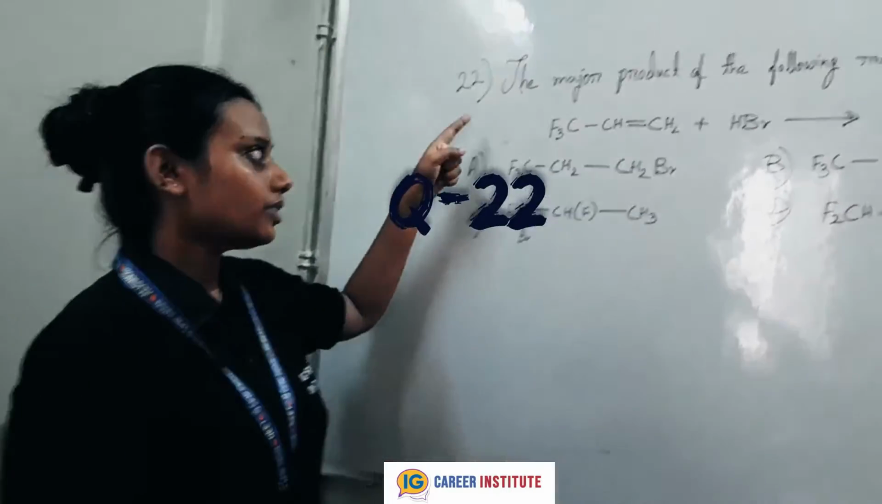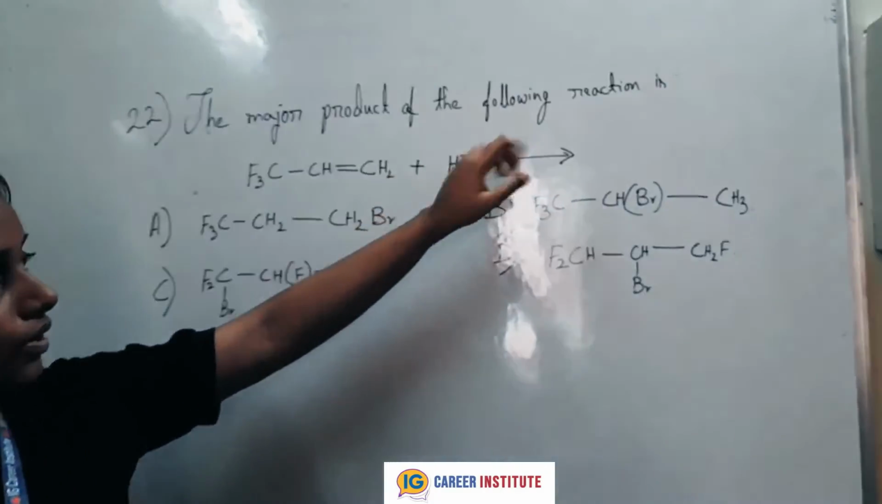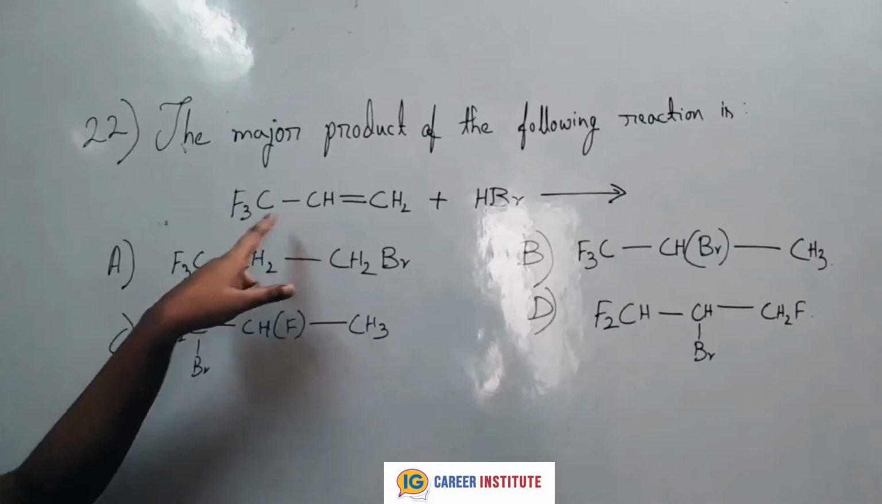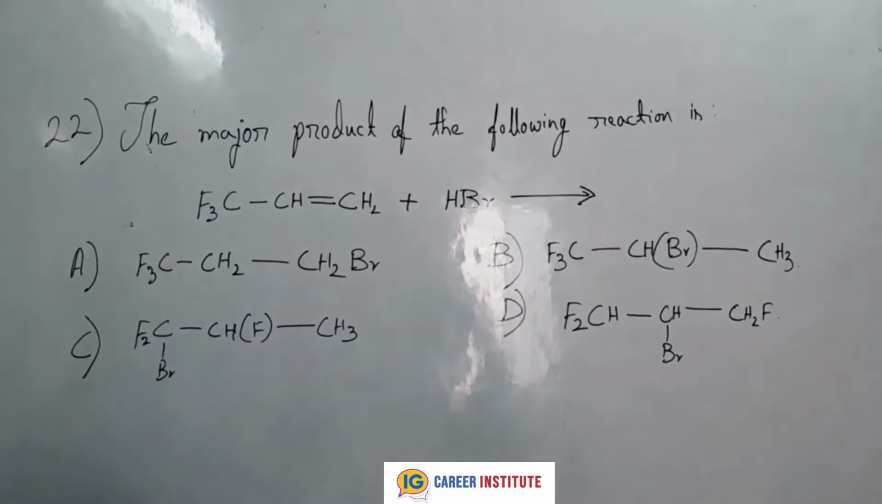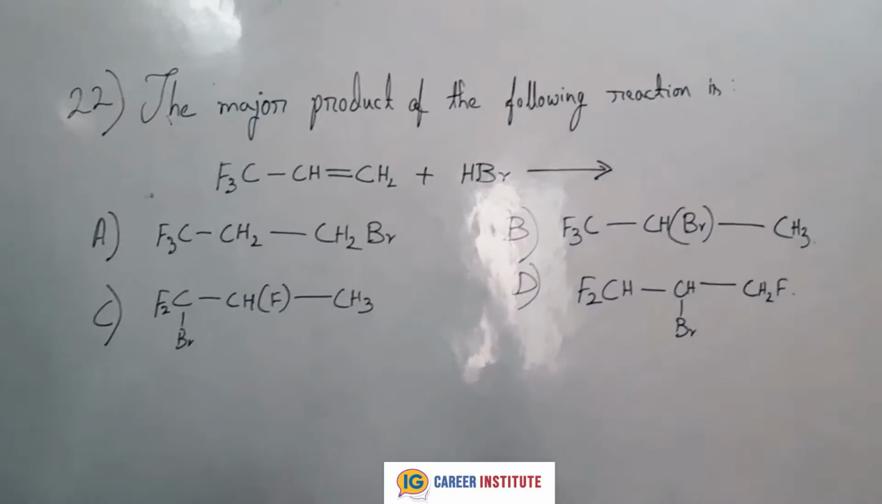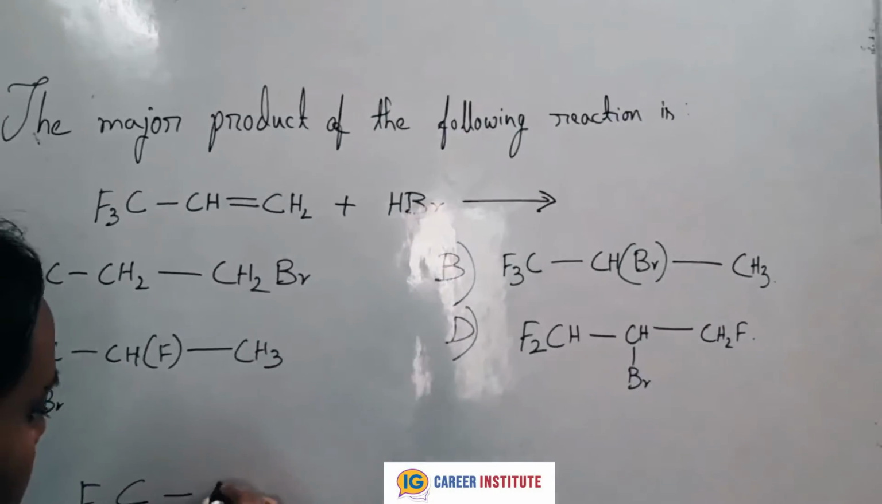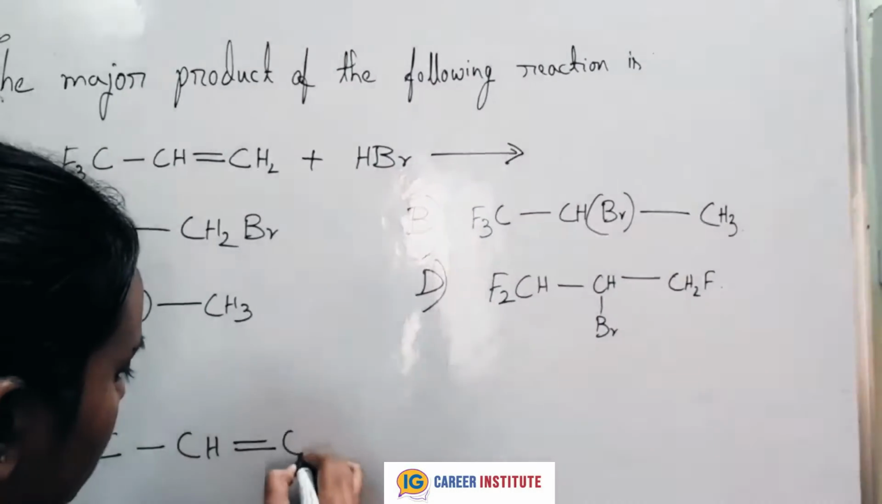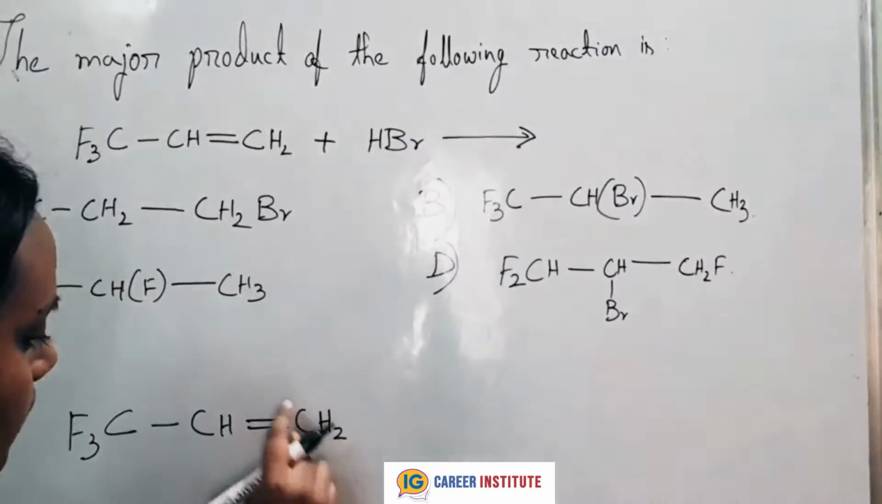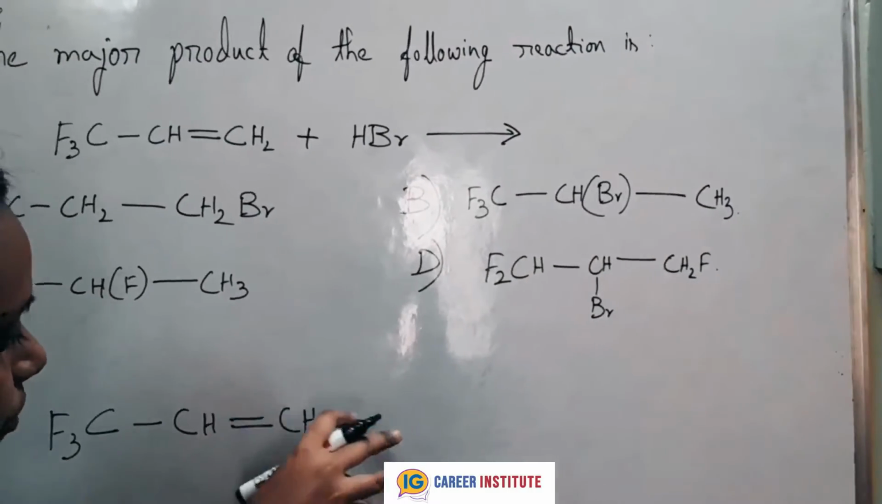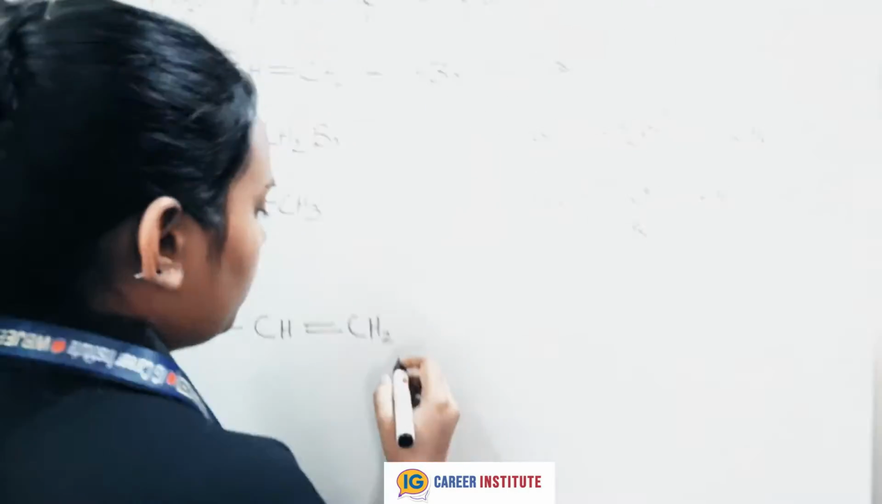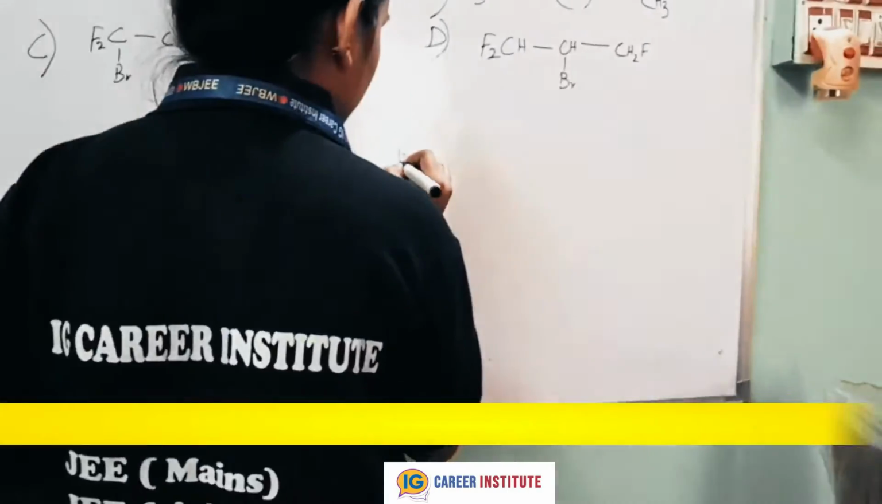So in the next question we are asked, the major product of the following reaction is. So we have to predict the product of this given reaction. Basically this is an electrophilic addition reaction. So how does this reaction proceed? This is the alkene part. Here it's actually an electron rich species, and it will be attracting the electron deficient species. So what is the electron deficient species?